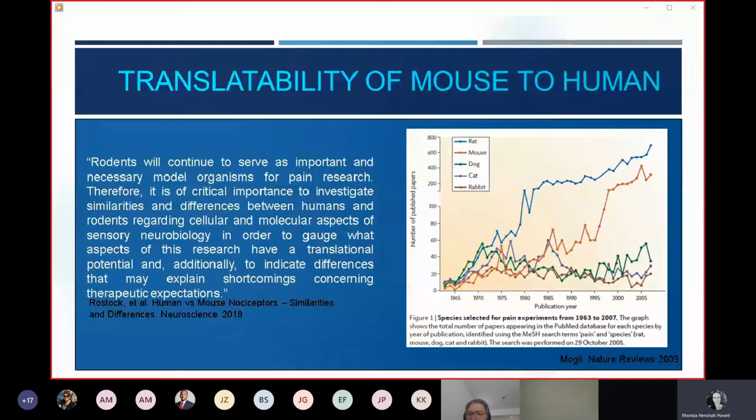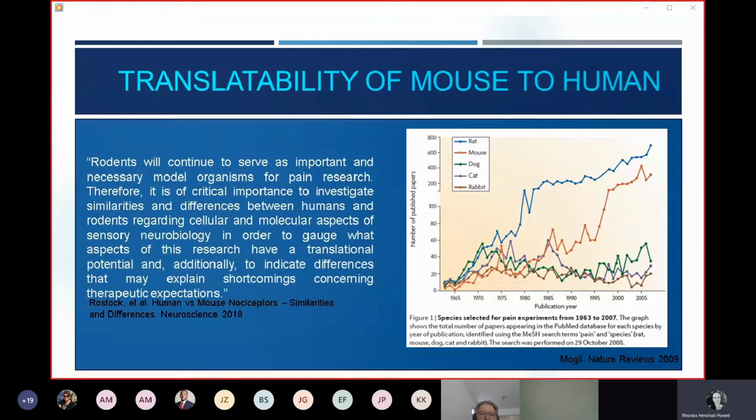And that really brings in this really nice paper published in 2018 by Rostock et al., where they did a really similar study to ours, where they looked at human versus mouse nociceptor similarities and differences, looking at TRK receptors as well as neurofilament 200. And they have a really nice quote in their discussion that I think sums up this message perfectly, why these types of studies are important.